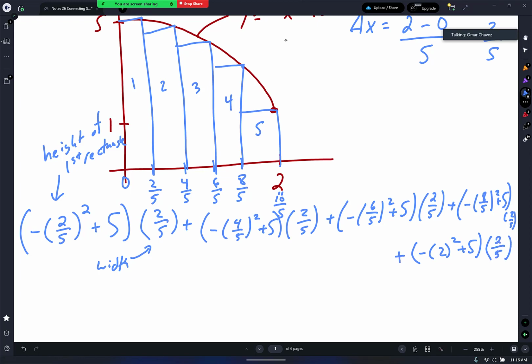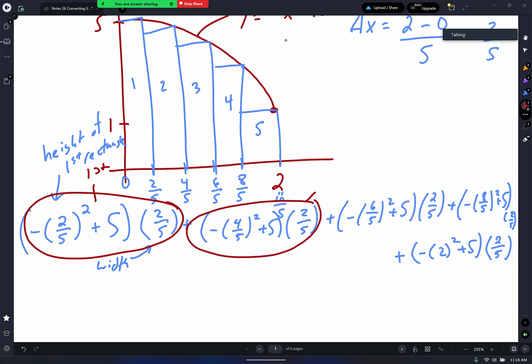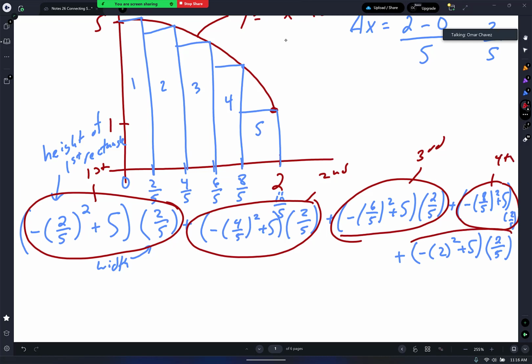I have to add all those up. So I'm going to label this my first, second, third, fourth, and fifth. That's the area of each one of those rectangles. Let me get my little calculator out.